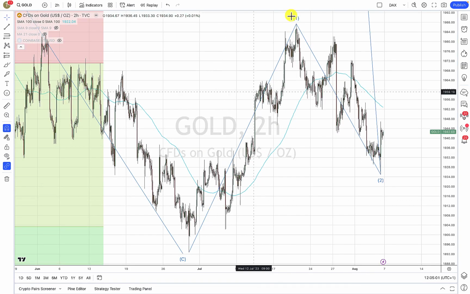Right, I'm calling this the 1, and this is an ABC 2. But this is dependent on this being impulsive. I mean, it looks pretty impulsive, but it's very short term at the moment. But it's encouraging. So we could see gold shooting up as long as this low holds, basically.